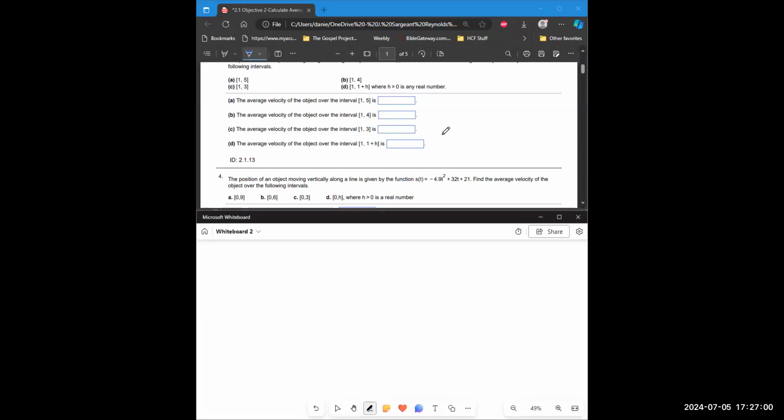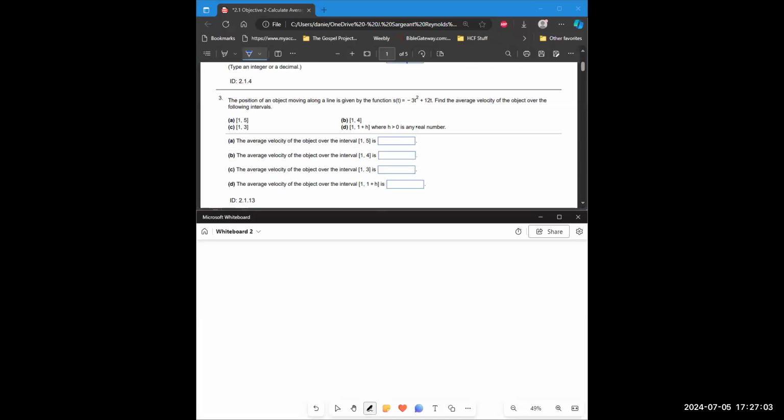So now we want to have s of t equal to negative 3t squared plus 12t. And I need to find s of 1 and s of 5. So negative 3 times 1 squared plus 12 times 1. This is going to be 9.